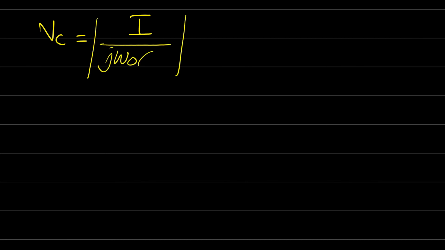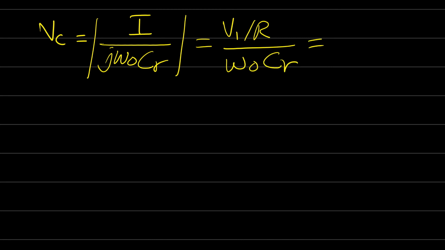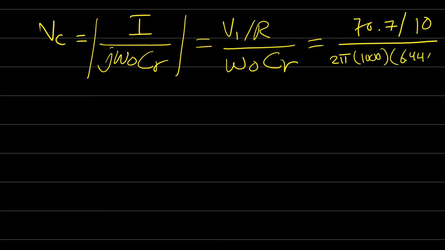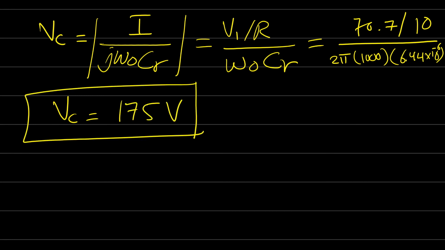Now this is very simple. VC is equal to how much? The voltage is equal to I times R, and the voltage in the capacitor is I times the reactance, which is 1 over j omega naught Cr. The current is V1 over R. By this we can say that this is 70.7 over 10 over 2 pi times 1000 times 6.44 micro. The voltage here is 175 volts. So this is the voltage across the capacitor.